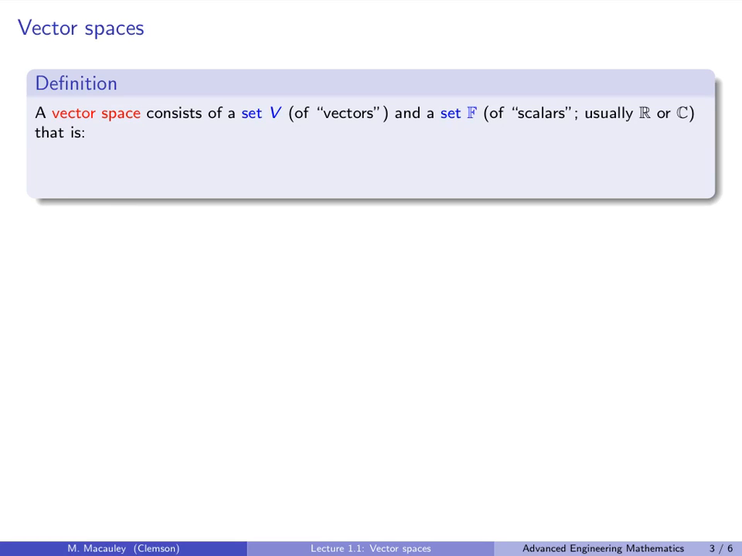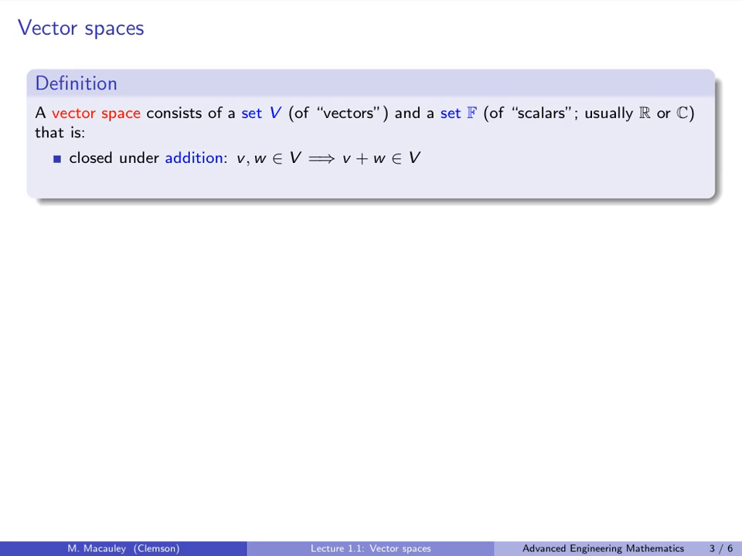A vector space is one of the most fundamental objects in linear algebra. Here's a definition. A vector space consists of two things. First, a set V, think of these as vectors, and a set F, think of these as scalars. They're usually either the real numbers or the complex numbers. And then there's two properties that have to hold, and they're very natural.